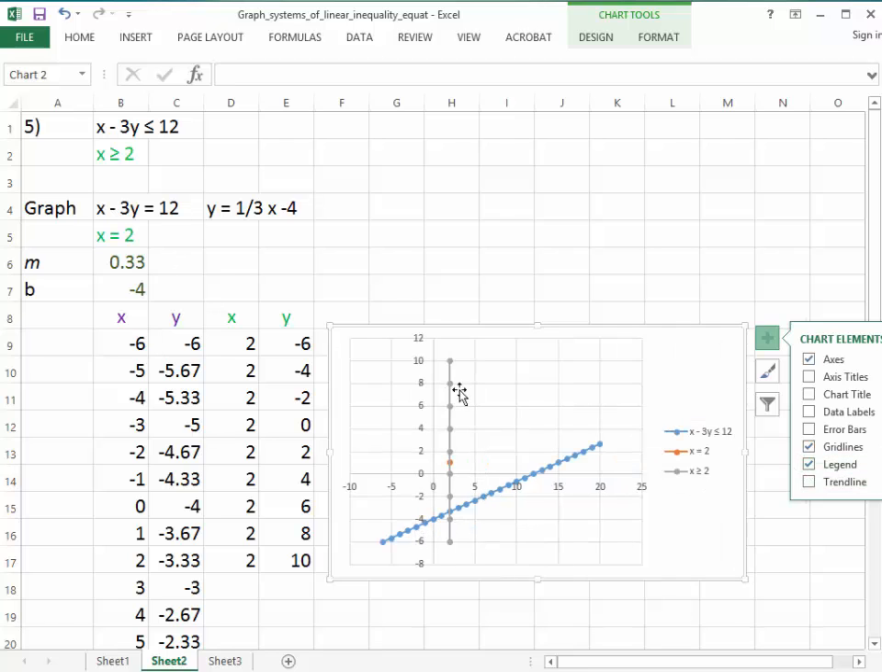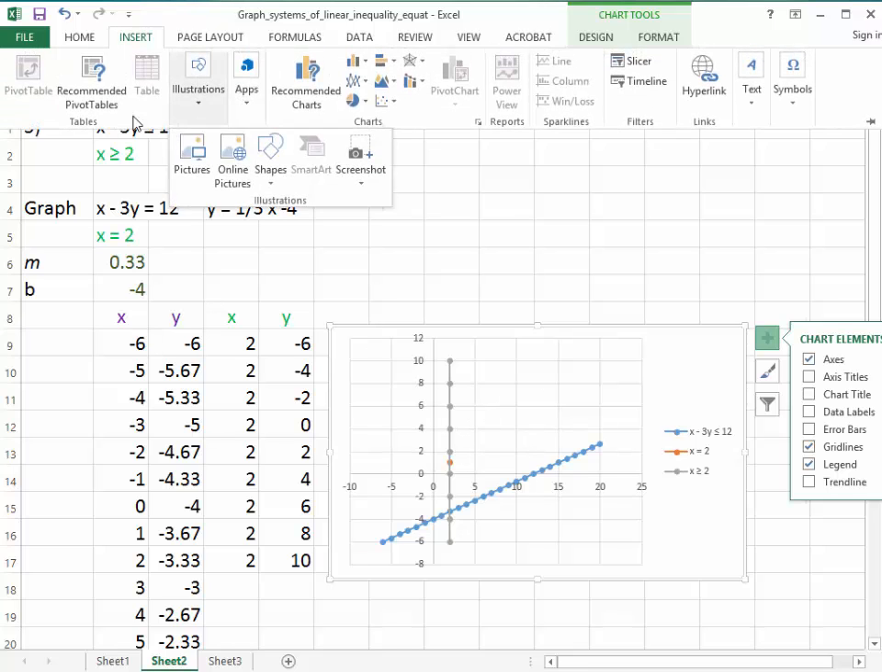And since x is greater than 2, we are going to go to the right. And since x minus 3y is greater than or equal to 0, we take 0, 0, which is going to be true. So it's above. So this region between the two.